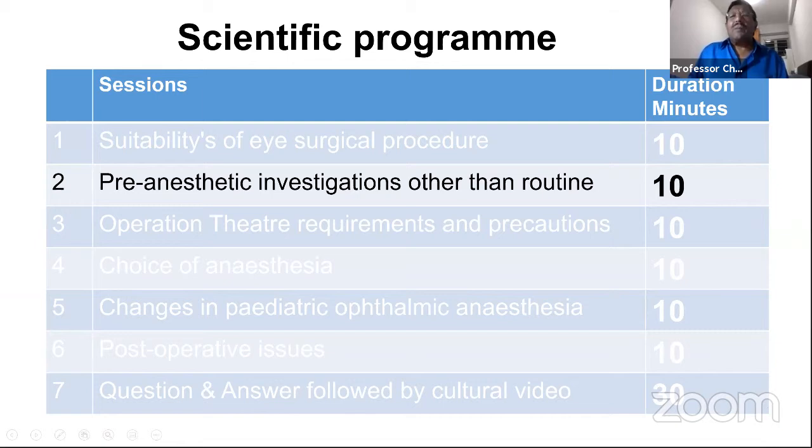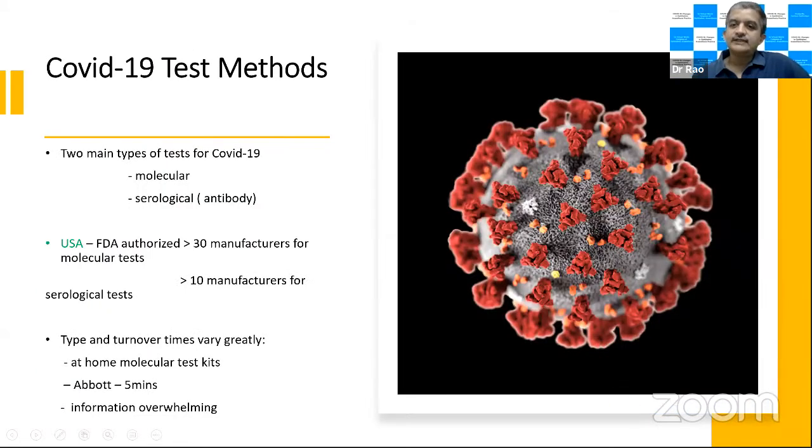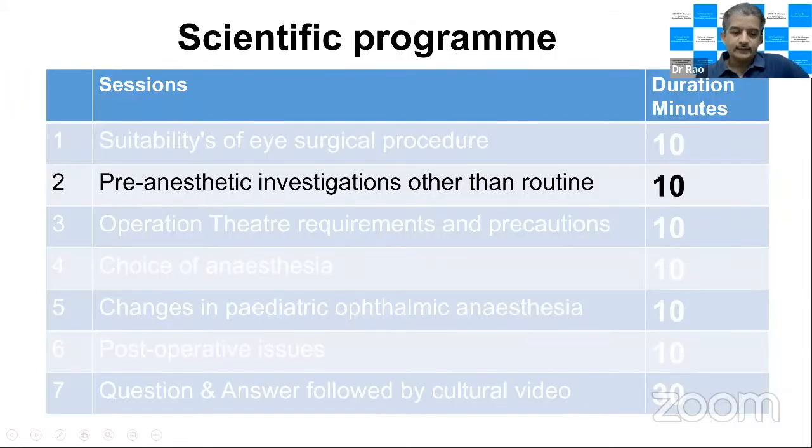Now, the second topic is pre-anesthetic investigation other than routine. First I would like to ask Dr. Girish, was COVID testing done for all surgical cases in your institute? Yes, sir. Our protocols mandated that a COVID test be done only for patients who had influenza-like illness, who were high-risk contacts, or who came from within the containment zone. We decided that COVID positive patients would be referred to specific COVID designated hospitals if they required an ophthalmic surgery.